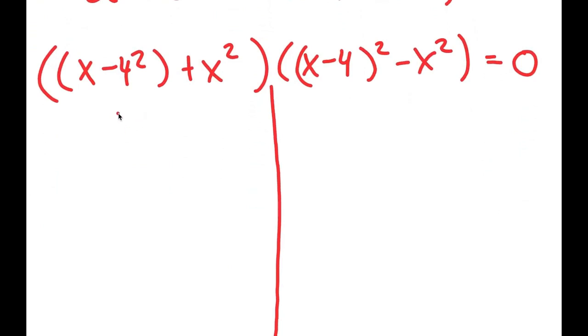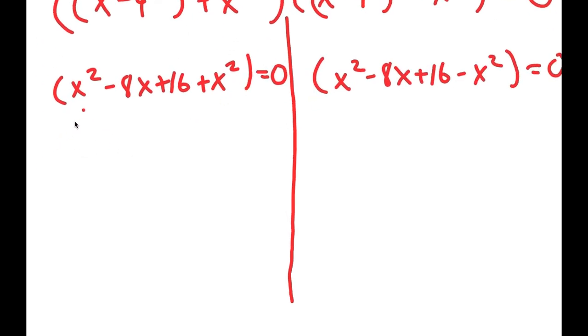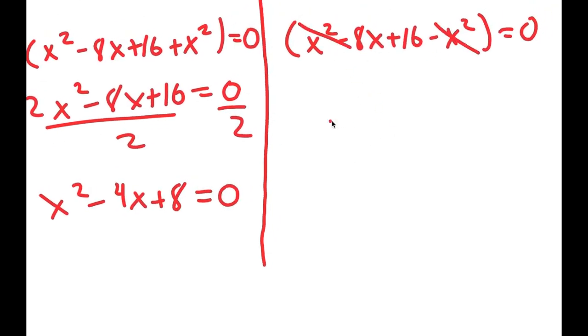So x minus 4 squared is equal to x squared minus 8x plus 16. So I have this plus x squared is equal to 0. This is one equation. And I have x squared minus 8x plus 16 minus x squared is equal to 0. So for my left-hand side, I get 2x squared minus 8x plus 16 is equal to 0. And if I divide both sides by 2, I get x squared minus 4x plus 8 is equal to 0. For my right-hand side, these two cancel out, and I get negative 8x plus 16 is equal to 0.